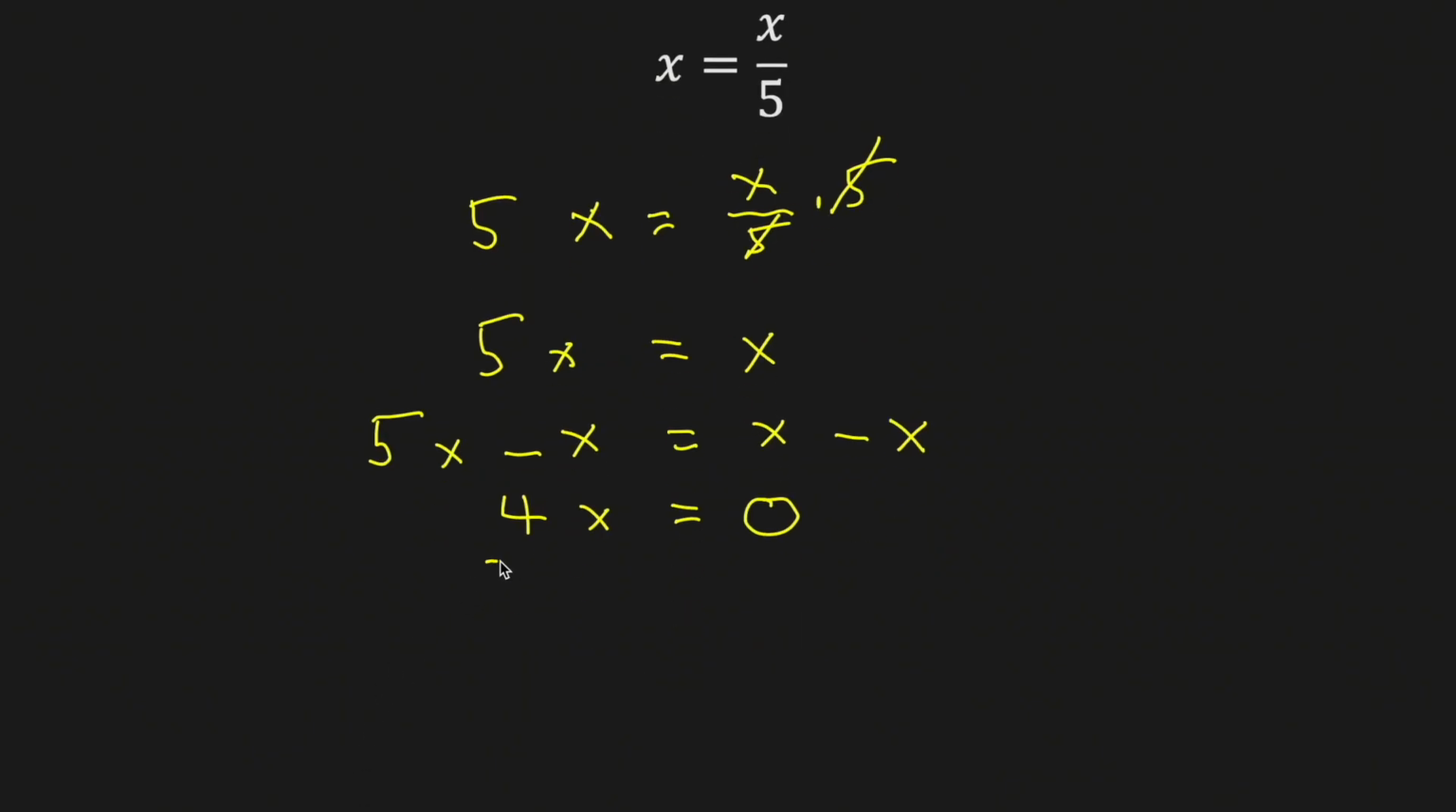Finally, let's divide both sides by 4. 4x divided by 4 and 0 divided by 4. Once again, the 4's cancel, and we're left with x. And 0 divided by 4 is 0. So our solution is 0.